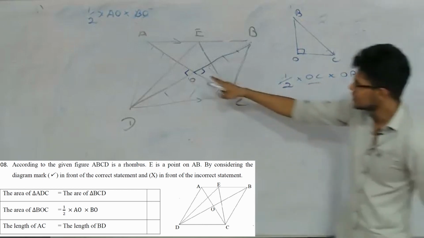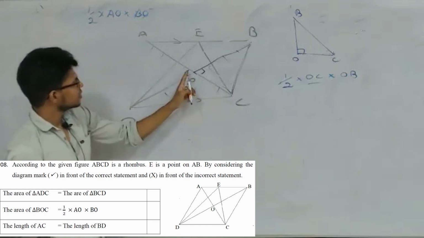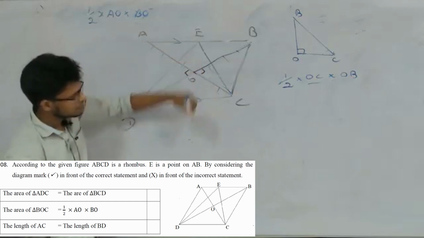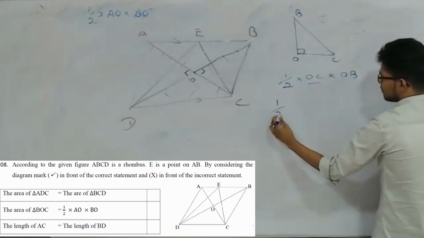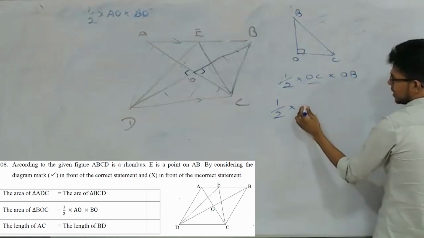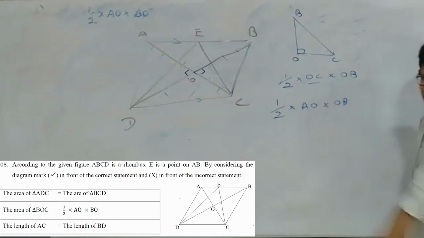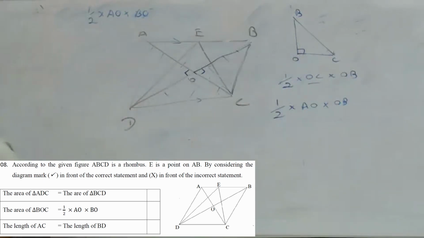But just look, this is a rhombus, right? OC is equal to AO. The diagonals are getting bisected. So what can you do? Half into, instead of OC, can you write AO times OB? So this is correct. Yes, it is correct.